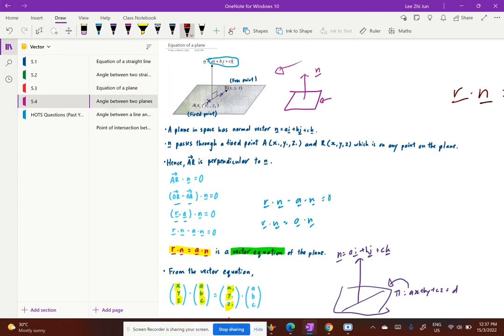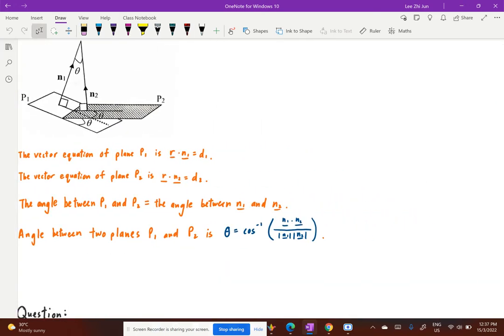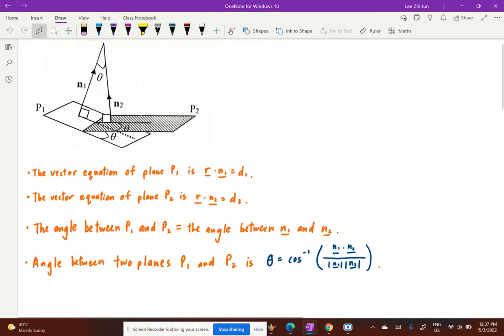So let's go to the angle between two planes. So the vector equation, just now we have learned the vector equation of plane P1 is r dot n1 equals a dot n. A dot n can be written as d also. The P2 is r dot n2 equals d2. So the angle between P1 and P2, you see these two planes here. Can you see this? I'm drawing this blue color thing. The angle between these two planes becomes the angle between the two normals right here.